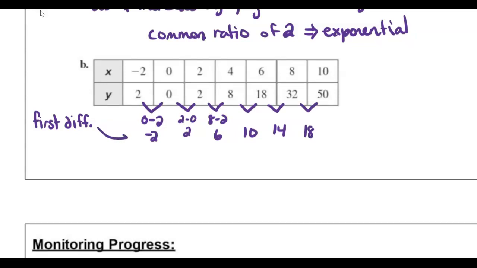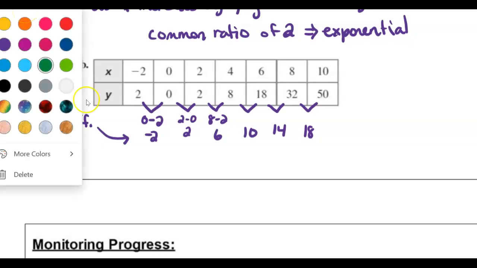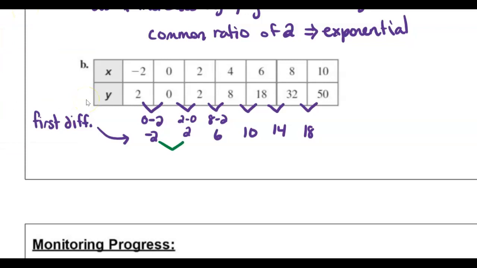So first differences were not constant. If this row of numbers was all the same, then I would know the first differences are constant, which means it would be linear. Since they are not, I now need to try the second differences. For second differences, I do the same thing, just on the next row. I'm taking the right number minus the number just before it. So 2 minus -2 is 4. 6 minus 2 is 4. 10 minus 6 is 4. 14 minus 10 is 4, and 18 minus 14 is 4.